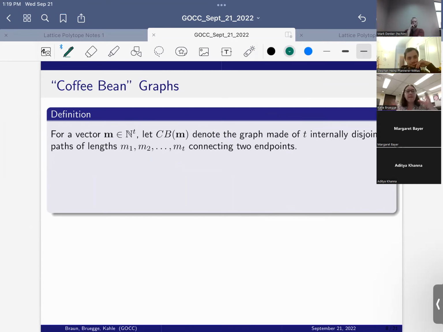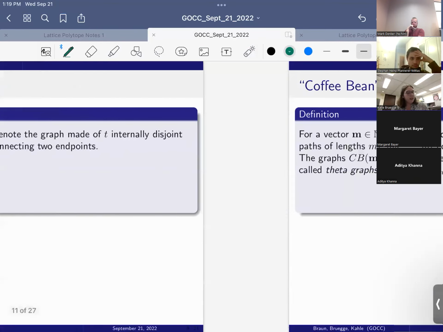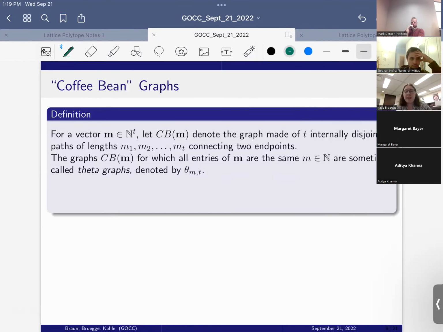So if we take a vector of positive integers, call it m, then CB of m is going to denote the graph of t internally disjoint paths of length m1 through mt that connect two endpoints. So we've got paths living up here, and we just connect them at their endpoints. In the literature, sometimes these will be referred to as theta graphs when all of the paths are of the same length.